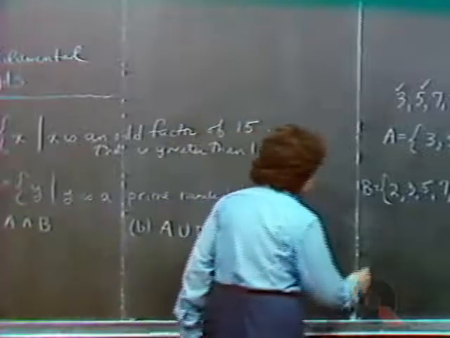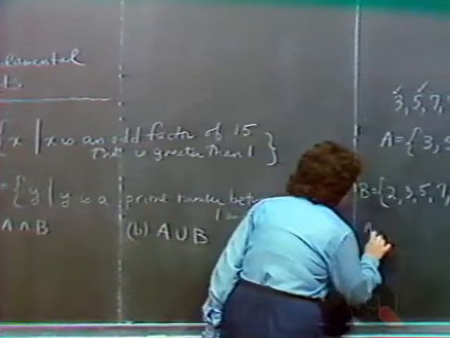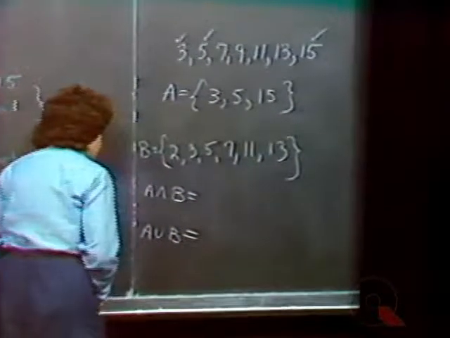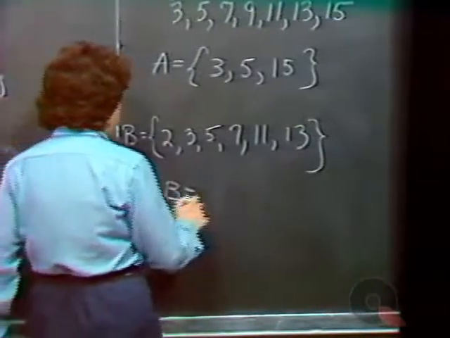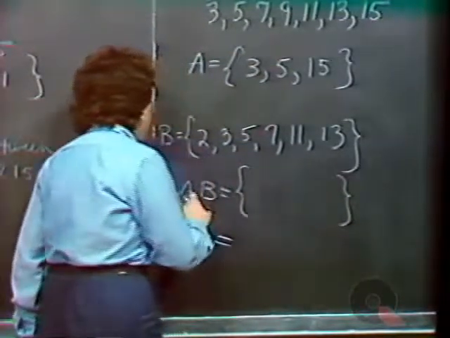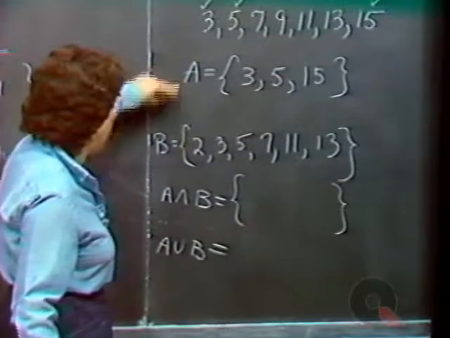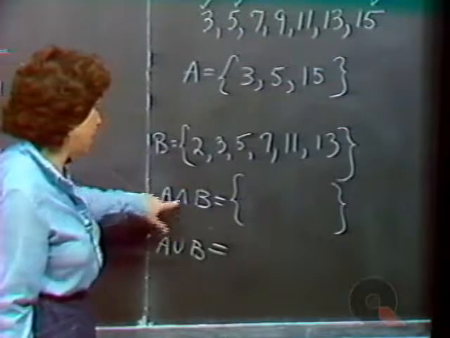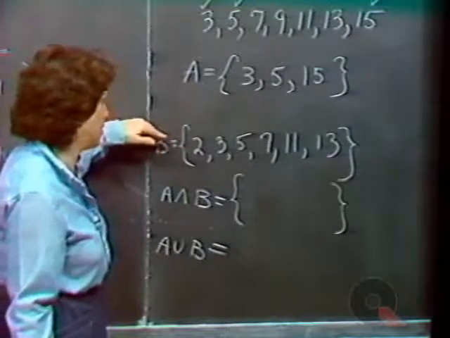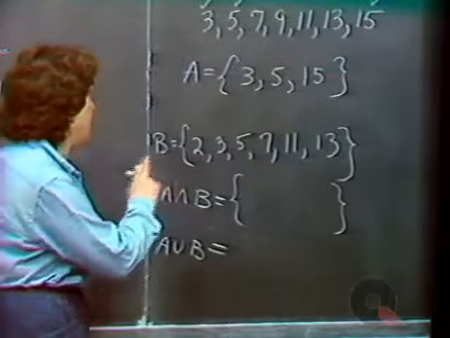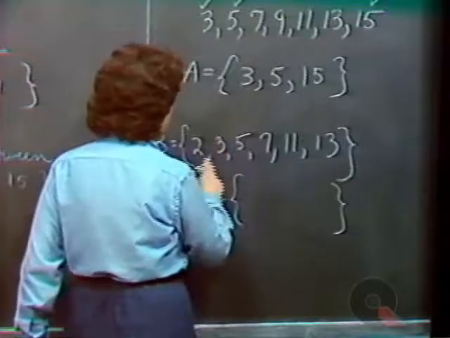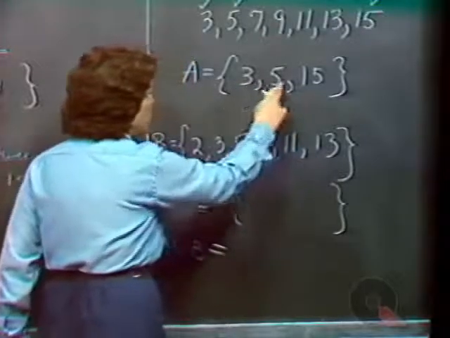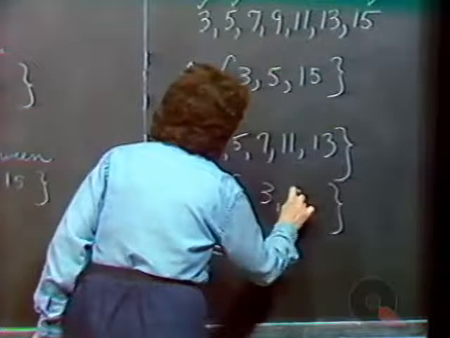Okay, now we're ready to list the elements in the intersection and in the union of these two sets. The intersection consists of every number that is both in set A and in set B. A intersect B is the set of all numbers that are in set A and also in set B, that are common to both sets. So which numbers are in both sets A and B? 2 isn't. Well, let's do it this way. 3 is in both, 5 is in both, 15 isn't. So the only overlap would be on the numbers 3 and 5.